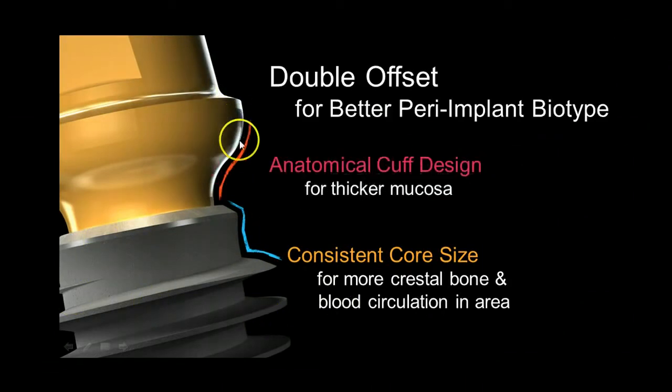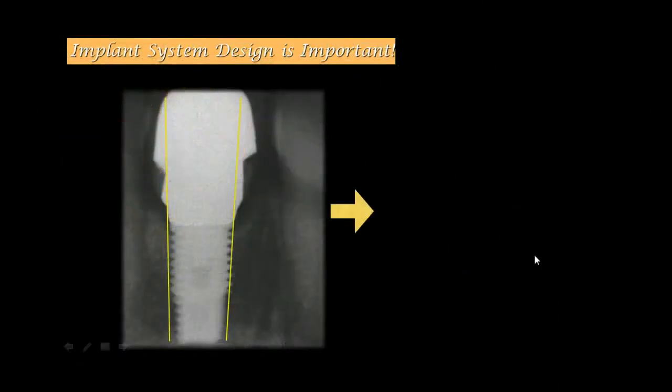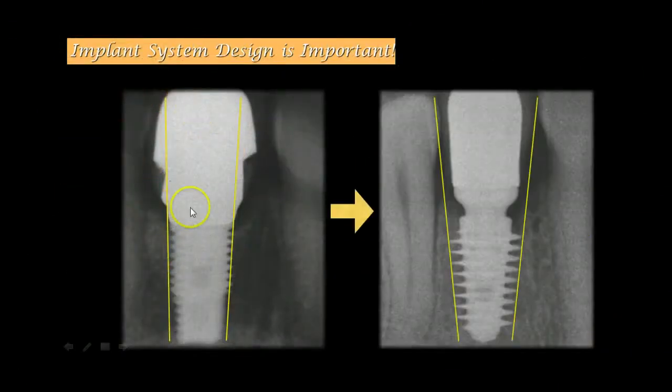This is what I'm talking about here when I was talking about the S-line prosthetics. Because of the anatomical cup design, you actually have thicker mucosa, which obviously ends up with more keratinized gingiva, which is key. And then this bevel on this implant here, as well as the surface roughness to the top, again maintaining your bone level implant design. So bevel on implant with surface roughness to the top actually maintains bone, which ultimately again maintains your tissue. So the end result is here's your traditionally designed implant here, and here's an Anyridge.